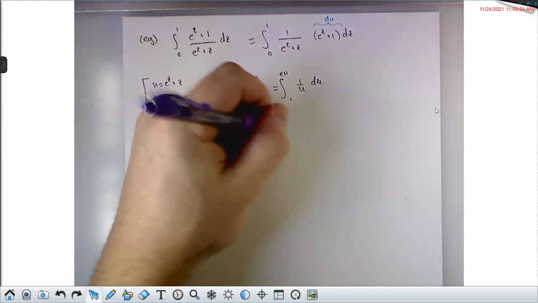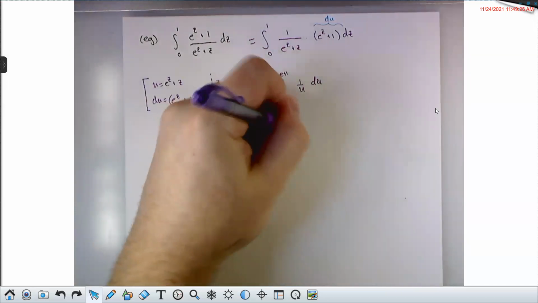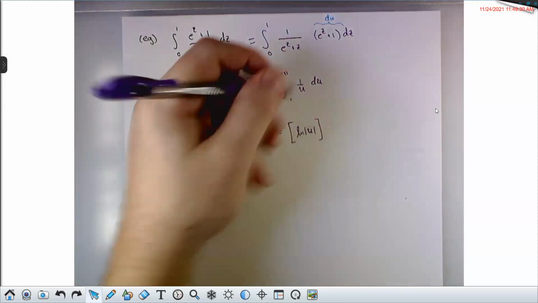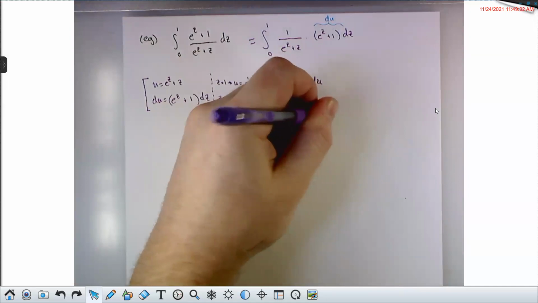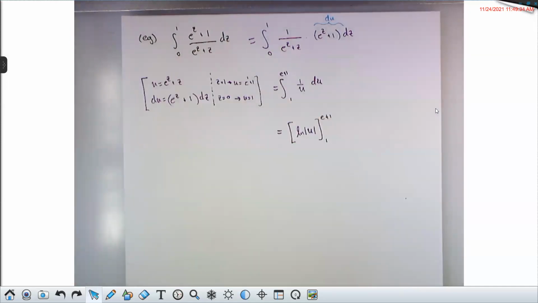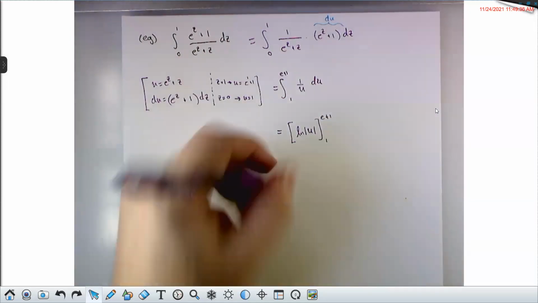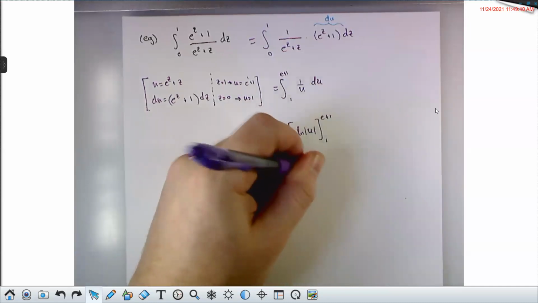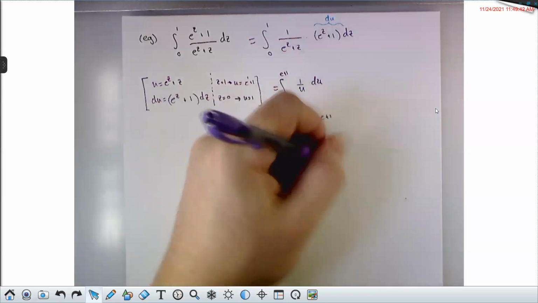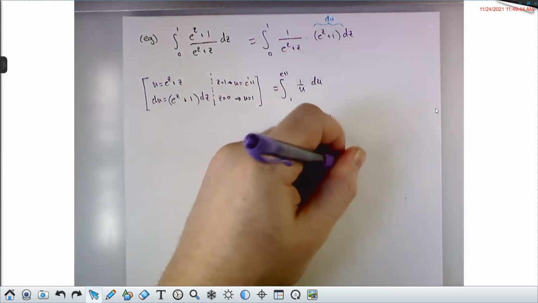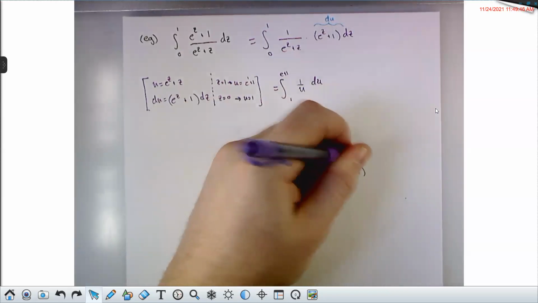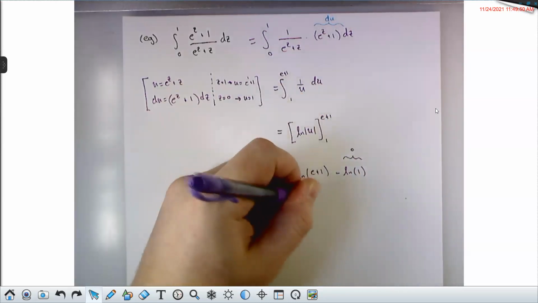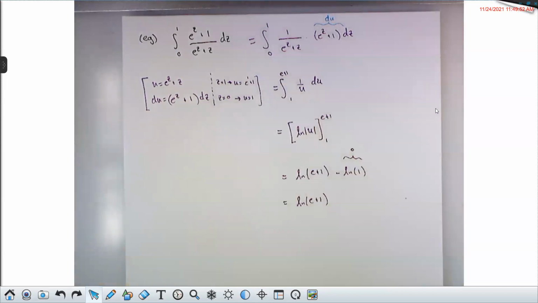So that's going to be another natural log. This will be the ln of the absolute value of u, evaluated from 1 to e plus 1, which is the natural log of, again, these are positive quantities. And the natural log of 1 is 0. So I just get the natural log of e plus 1.